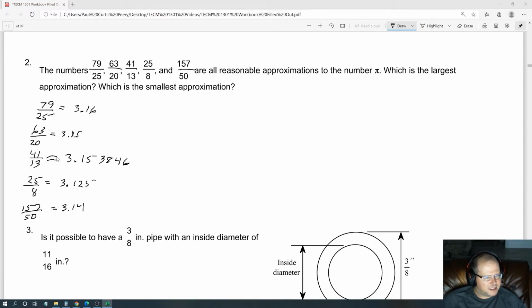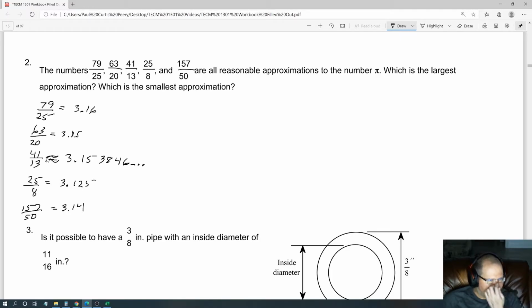41 divided by 13 is approximately, which is where the squiggle comes in. The other ones are exact, but this one's an approximation. 3.153846, and it just kind of keeps on going. 25 divided by 8 is 3.125. 157 divided by 50 is equal to 3.14.